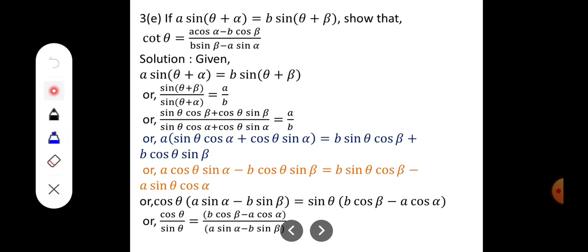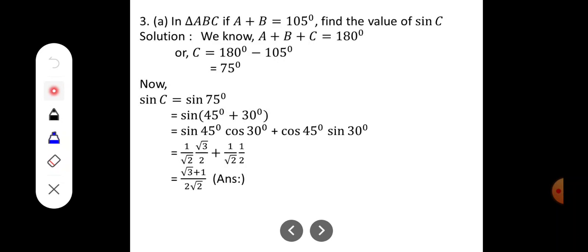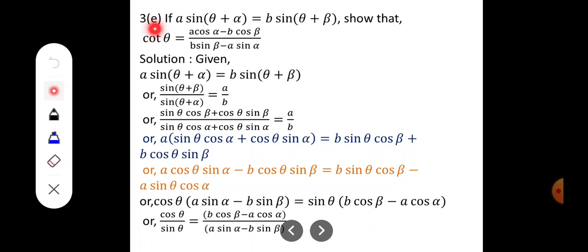Next question, the homework. Question 3E. If A sin theta plus alpha equals B sin theta plus beta, show that cot theta equals A cos alpha minus B cos beta divided by B sin beta minus A sin alpha. Solution: given this.